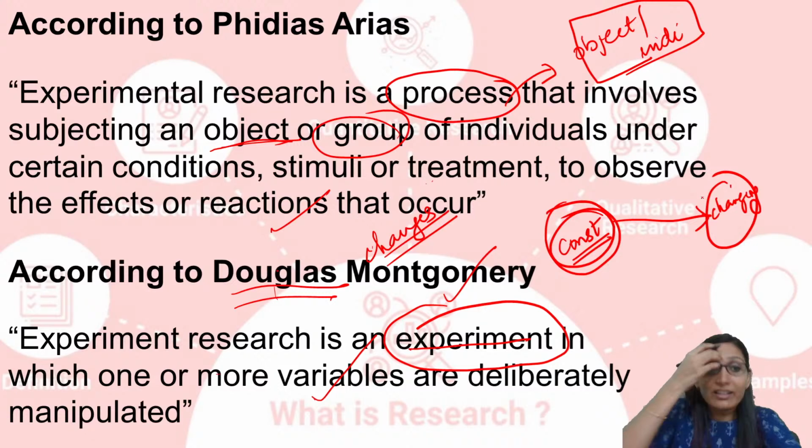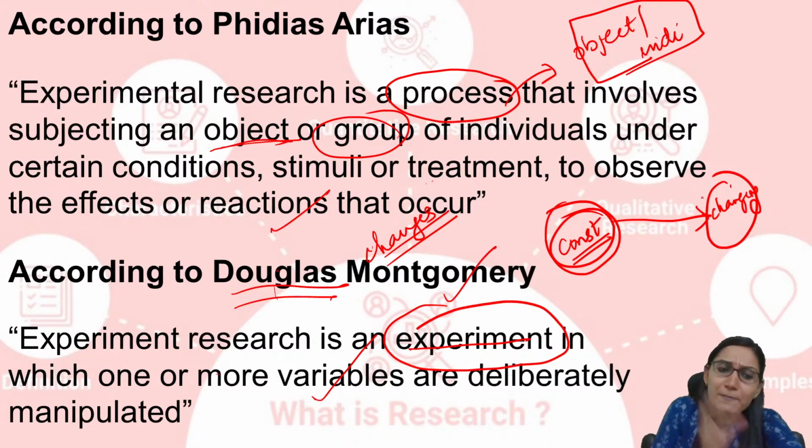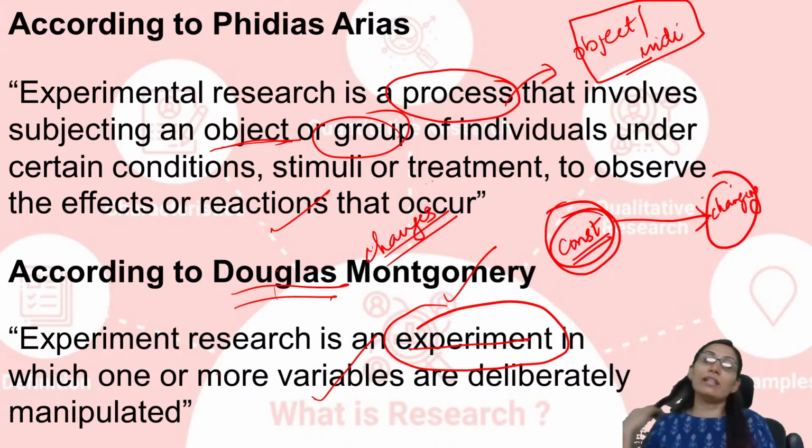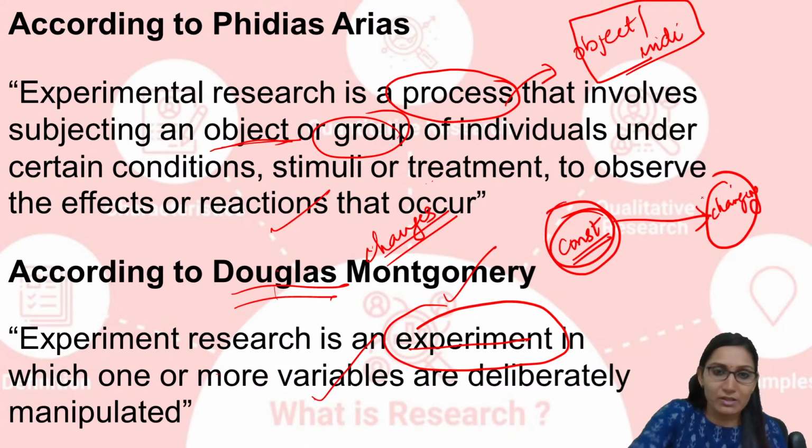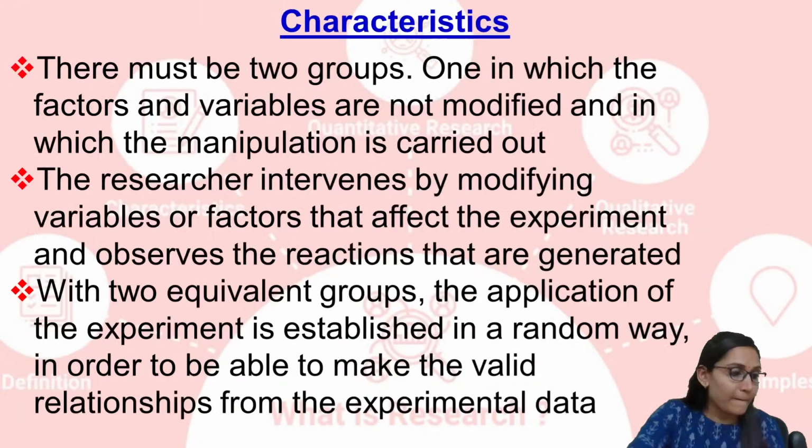Now, experimental research is an experiment. Experiment means you are doing something where a group of variables will be changed or manipulated deliberately. Why is it changed deliberately? The reason is that when it is changed, it will undergo certain changes and the observations can be made, the changes can be observed.